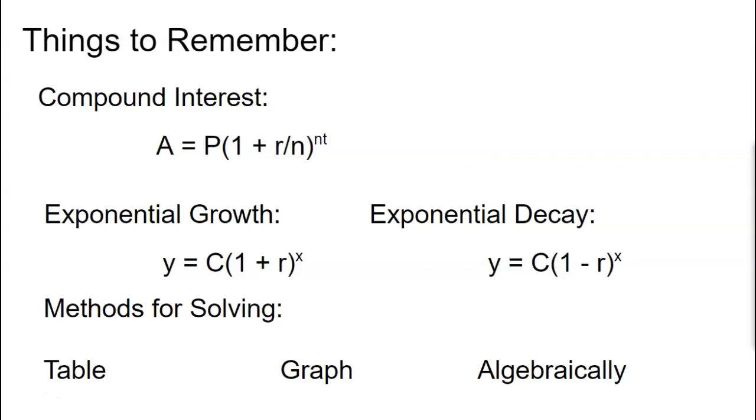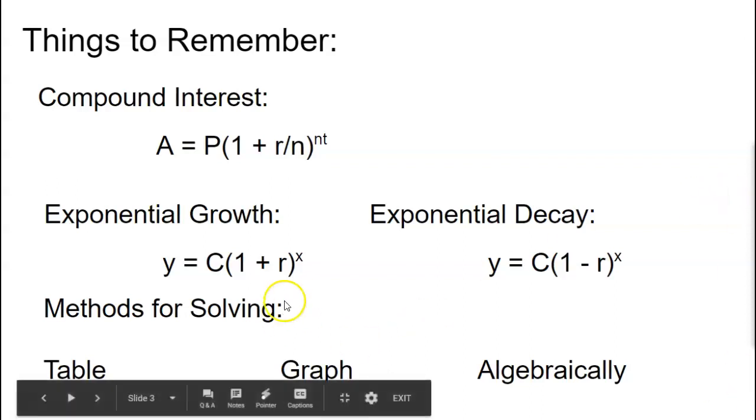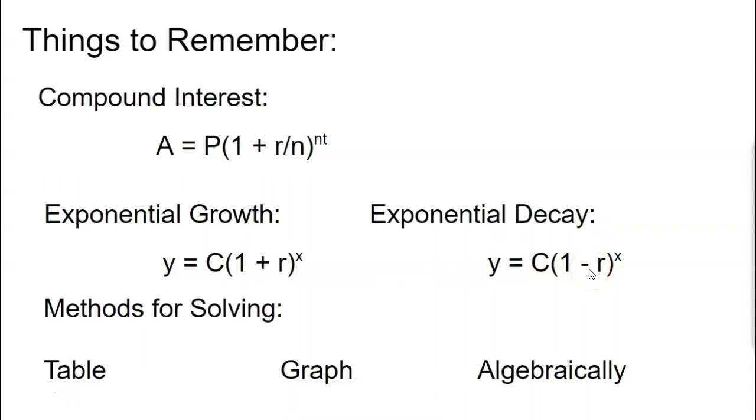As you go through the first 6 problems on this task, things that you will want to remember. Compound interest. The formula is the amount is equal to the principal times 1 plus the annual percentage rate divided by the number of times per year it's compounded, all taken to the power of the number of times per year it's compounded times the years. Don't forget, exponential growth, we always add that percentage rate, and exponential decay, we always subtract the percentage rate.